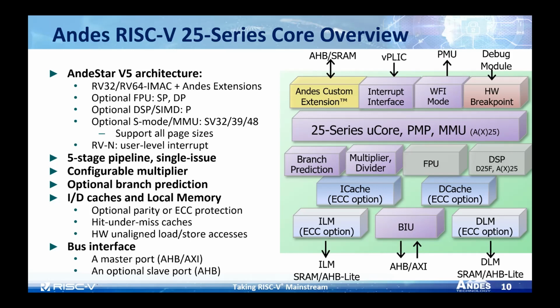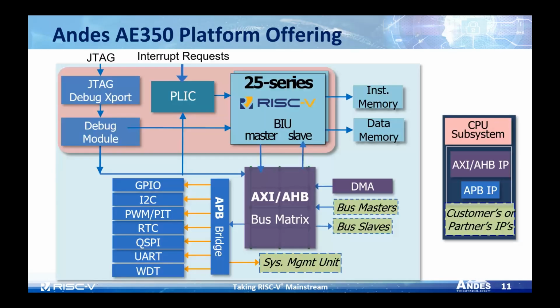For the 25 series, the instruction and data caches as well as the local memory have optional ECC protection. We support hit under miss caches, and we have hardware unaligned load and store access. The bus interface is here AHB or AXI in various bit versions. Also for the 25 series, we are offering a platform. The platform includes a platform interrupt controller. It includes the debug interface as defined in the RISC-V specification. And of course, we have again various IOs for easy connection of peripherals. Also optional, if you want to use it, there is an integrated DMA controller.